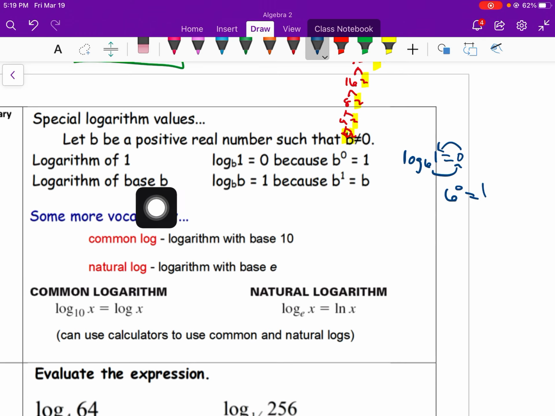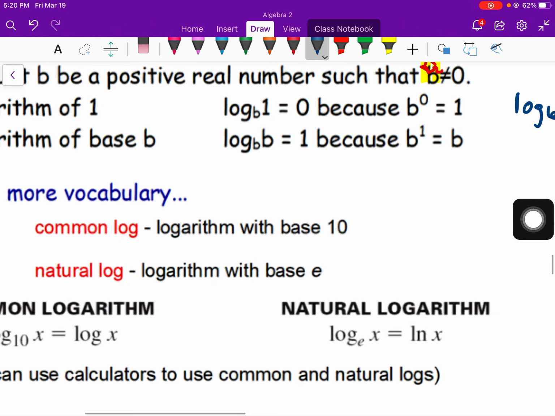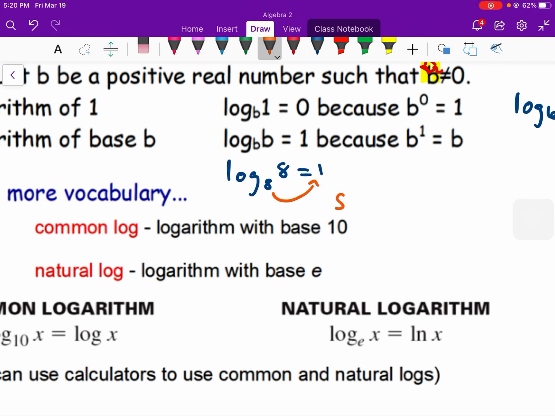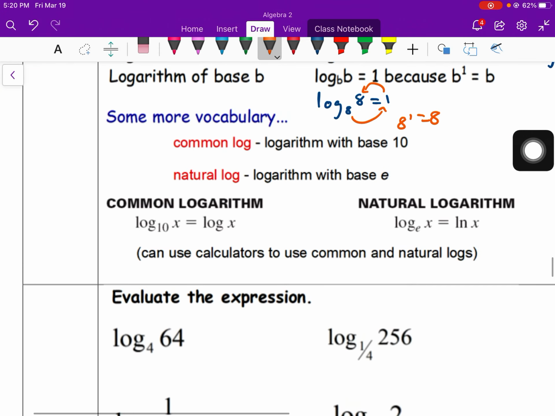Logarithms of base b. Log base b of b equals 1 because b to the first is b. And again, we looked at one of these too where we can do 6 or anything. I'll do 8. Log base 8 of 8 equals 1. Let's check it. 8 to the first equals 8. That makes sense. Anything to the first power is itself. That's what it's saying in this second special logarithm case.